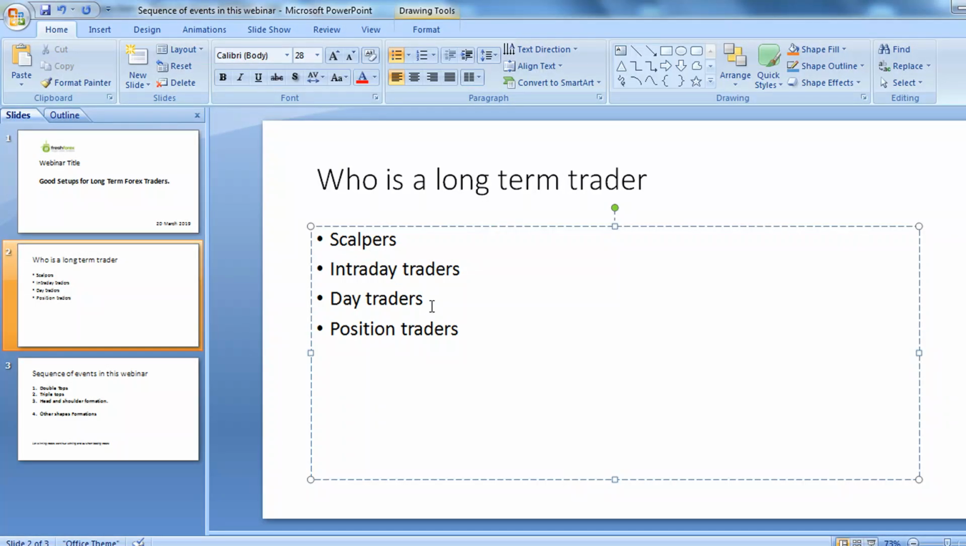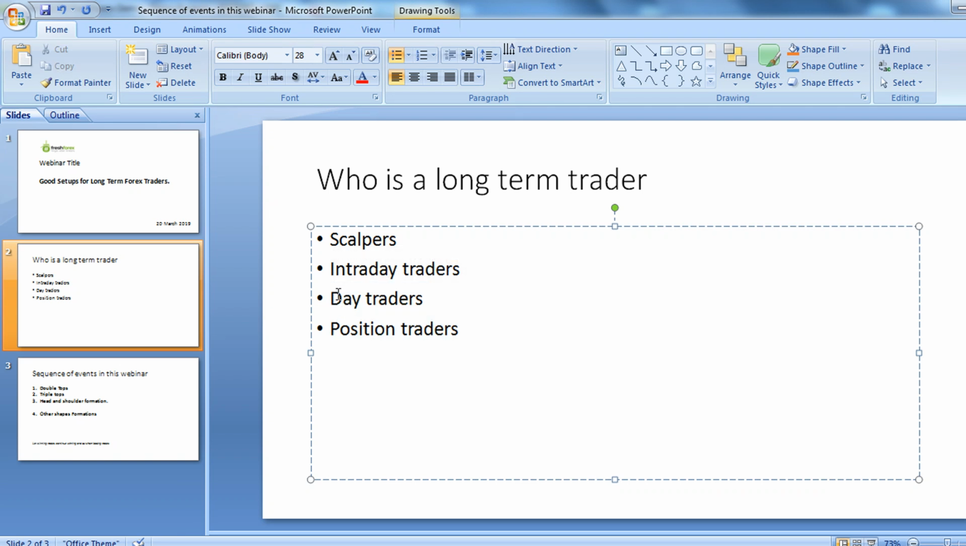So day trading could last up to weeks. You could have a trade that opens this week, and it may run through this week, next week, maybe a few weeks, but not months. Then position trading is where if you buy or sell a pair, it actually runs for months or even weeks.